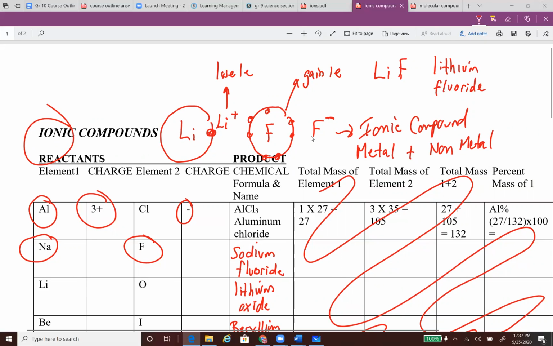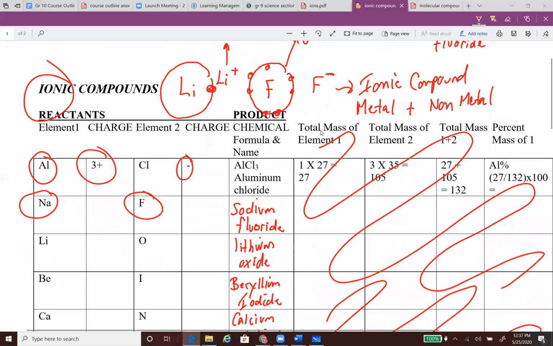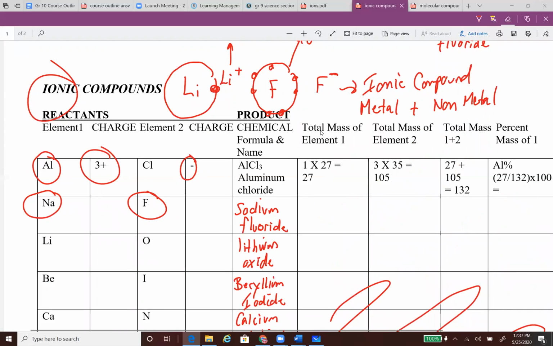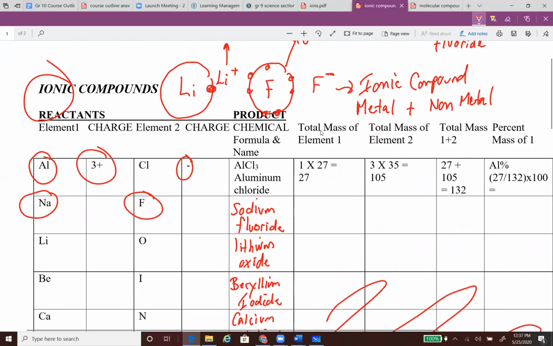Now, what if it's something like aluminum and chlorine? Okay, so how do you figure that out? Well, you can't have one chlorine making aluminum happy, and I'll tell you why. Because if I look at the way, let's say we draw it out, okay? Now you don't need to do this, so I'm going to show you the shortcut.